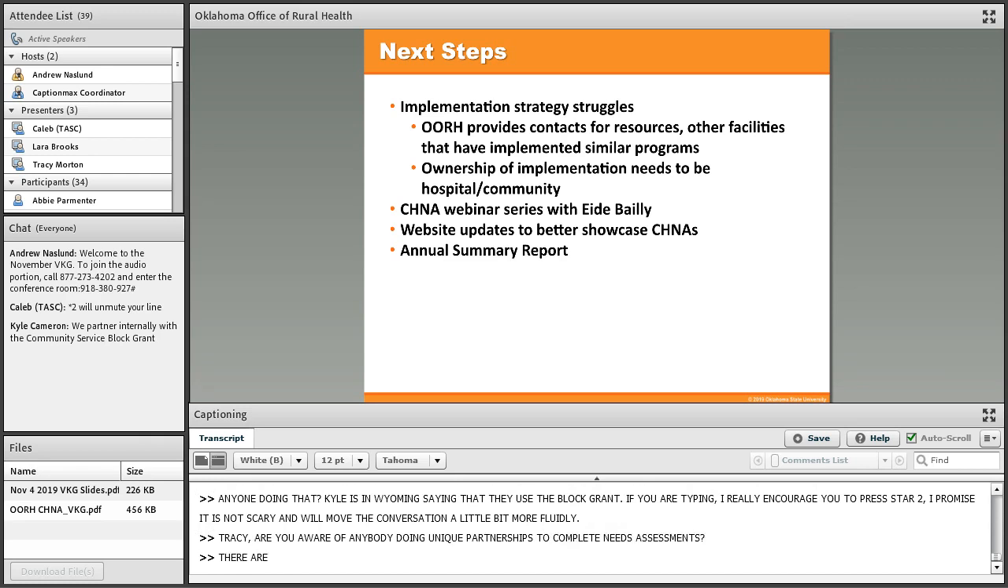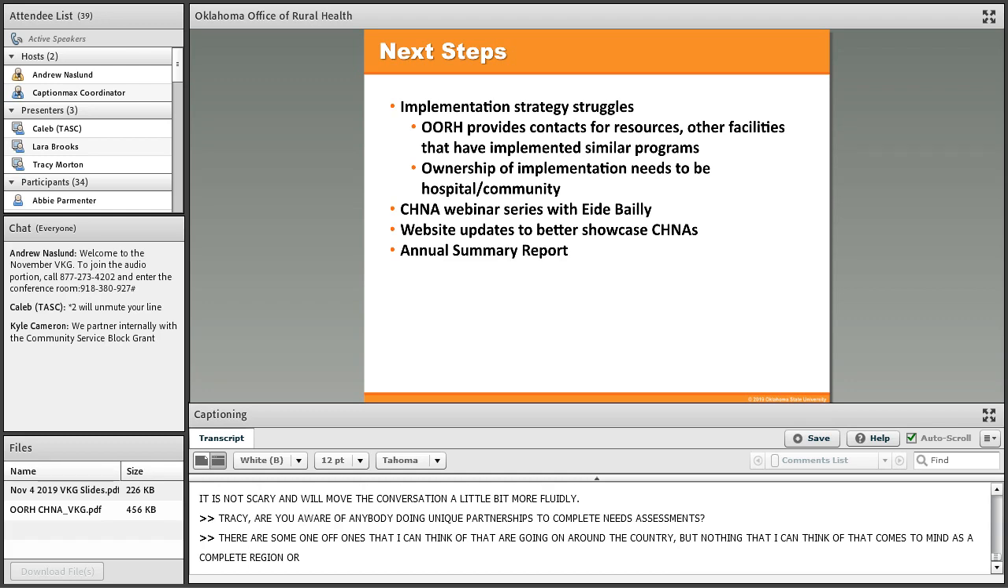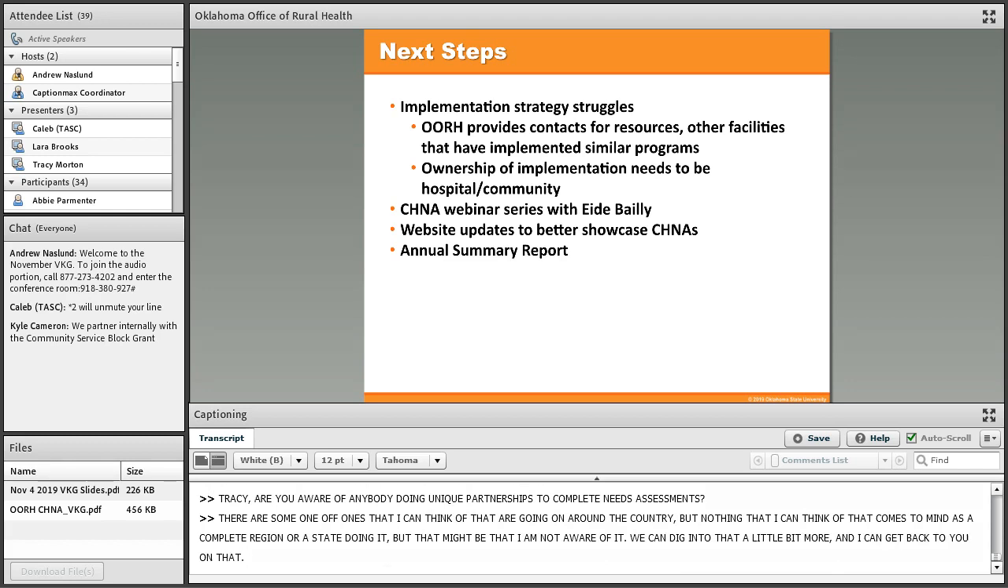So we try to partner with the State Department of Health as much as we can. It's usually best when our years align. But does anyone else partner with your community action agencies? We have once, but it seems like they're doing needs assessments every 3 years. Anybody doing that?